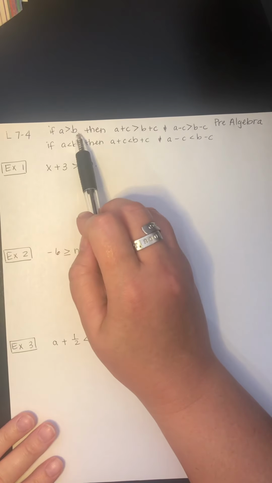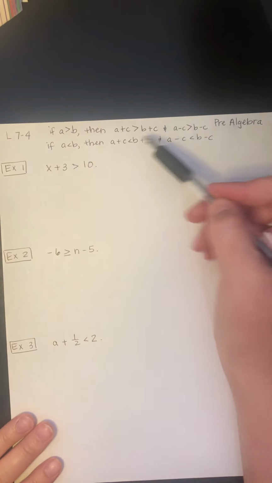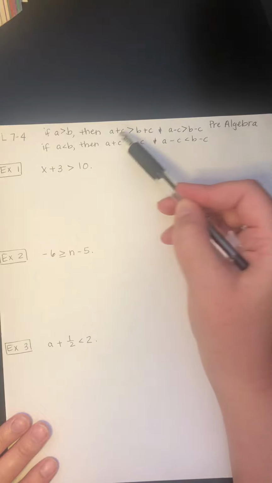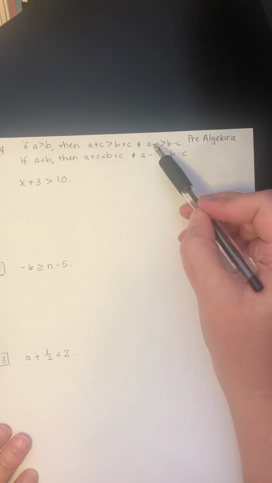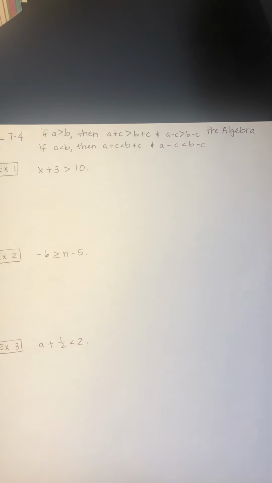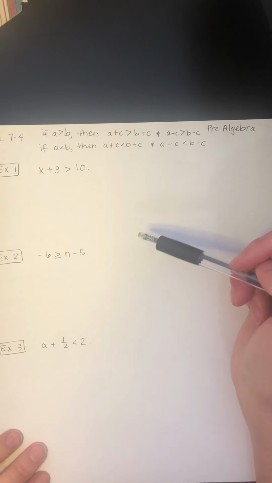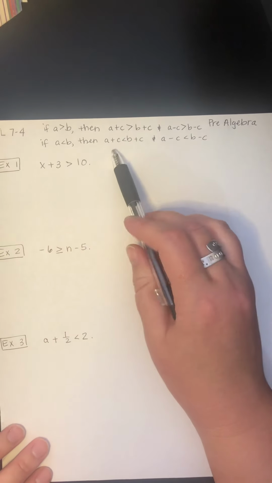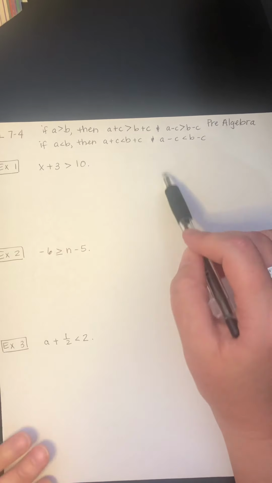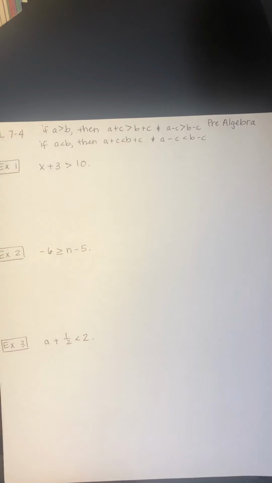So if A is greater than B, if you add C to either side of the inequality or subtract it, then it's going to stay the same. If A is less than B, if you add C to both sides, it's still going to be true. If you subtract C from both sides, it's still going to be true. So let's do an example.